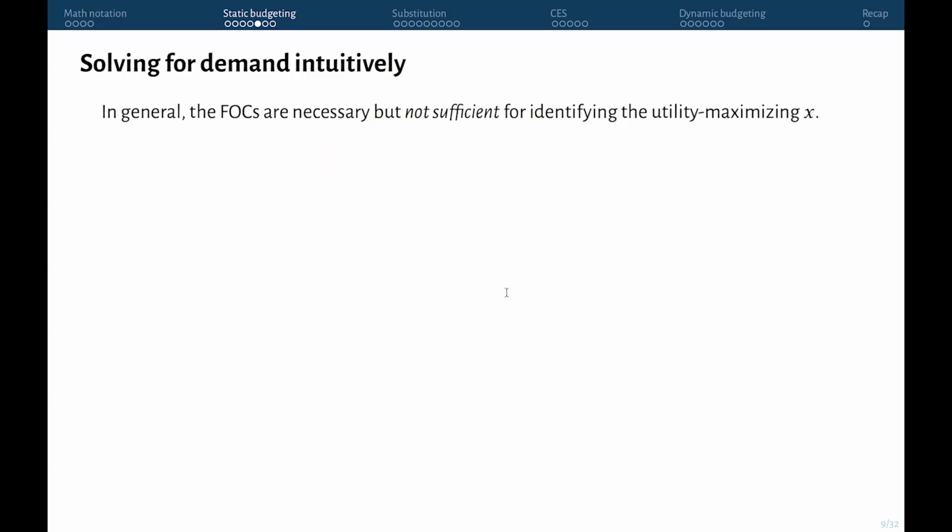So those are two necessary conditions for an optimum. They won't be sufficient, though. To see why, suppose you have this utility function here where good 1 always gets you 1 util per unit. You just have linear utility in good 1, but quadratic utility in good 2. Suppose the prices of the goods are equal and equal to 1, and you've got $2 to spend.